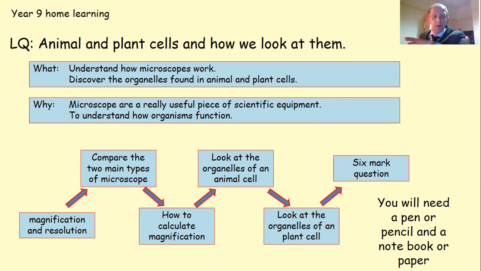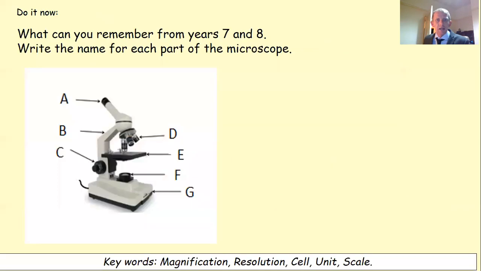So the first part of the lesson, we'll be looking at magnification and resolution. These are two aspects of microscopes that you need to understand about. We can compare the two main types of microscopes that we use within the scientific community. We're going to work out how we can calculate magnification. We're going to look at the different organelles you find in both animal and plant cells, and then we'll end on a nice 6-mark question to give you a good chance to demonstrate your understanding of the organelles of an animal and plant cell.